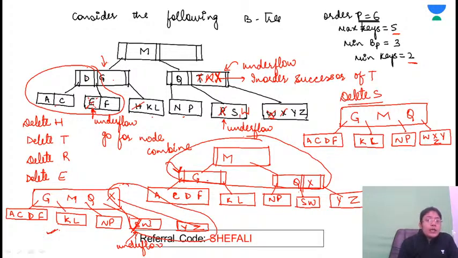And if a parent node is being deleted, then it will check for in-order predecessor or successor. It will ask the help from its children. And if its children are not helping, siblings are also not helping, then go for node combine. Clear? So this is the deletion in B tree. Just let me know if it's clear to everyone.